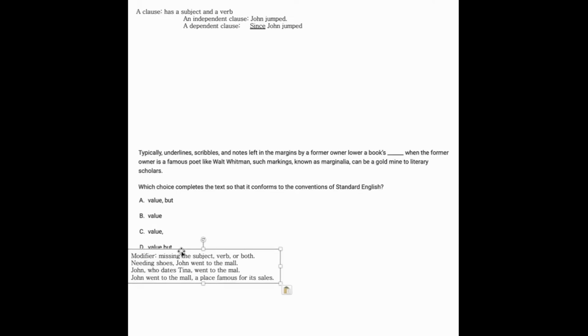Next, what is a modifier? A modifier would be a clause, except that it's missing the subject, the verb, or both. So, needing shoes, John went to the mall. There, needing shoes is a modifier. John, who dates Tina, went to the mall. There, it's the middle part, who dates Tina. Or John went to the mall, a place famous for its sales. So in all three of these, John went to the mall is the main sentence, and the extra little part is the modifier. None of these extra parts have a subject and a verb both in them.